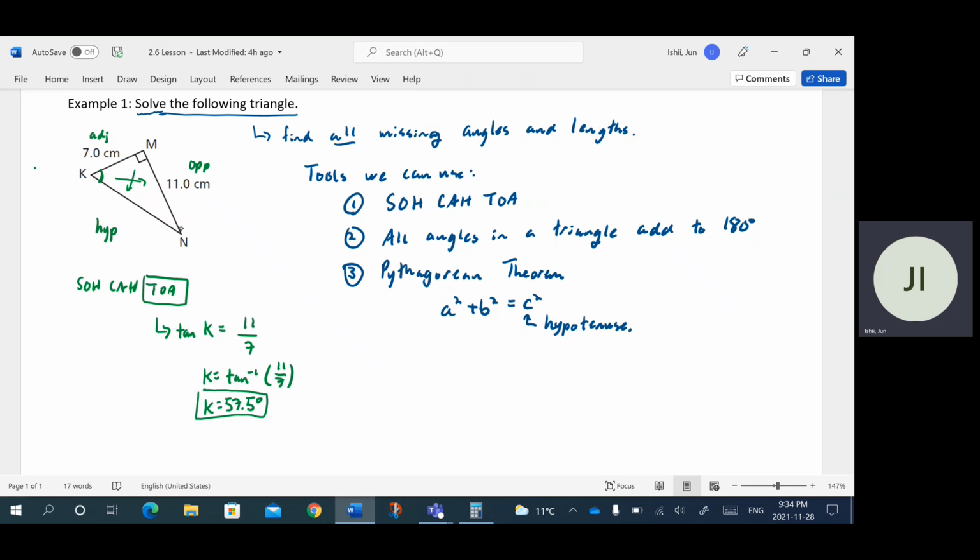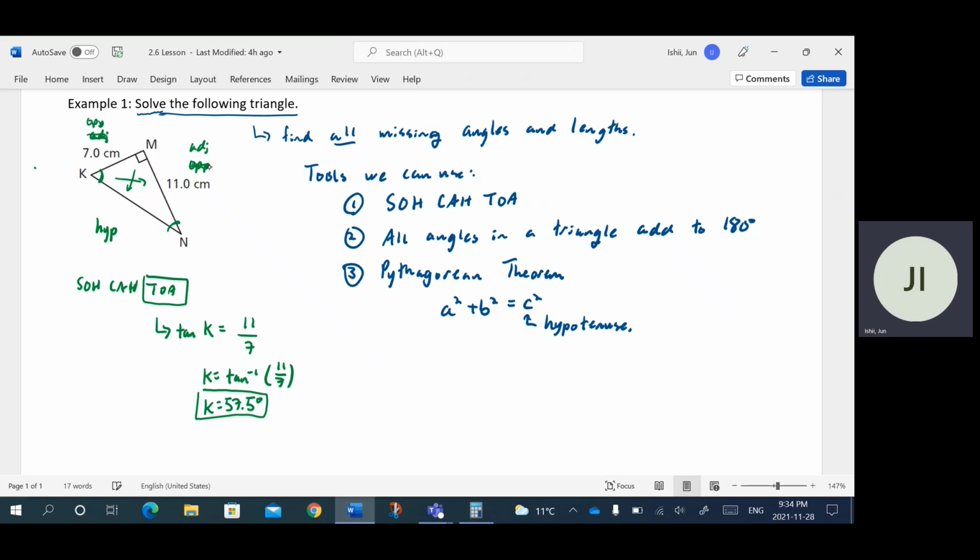Let's say I want to find angle N. There are a couple of ways I can find angle N. I can again label these sides. Notice that if I use the trig ratio, this would no longer be my adjacent side. This would be my opposite side, and then this would be my adjacent side.